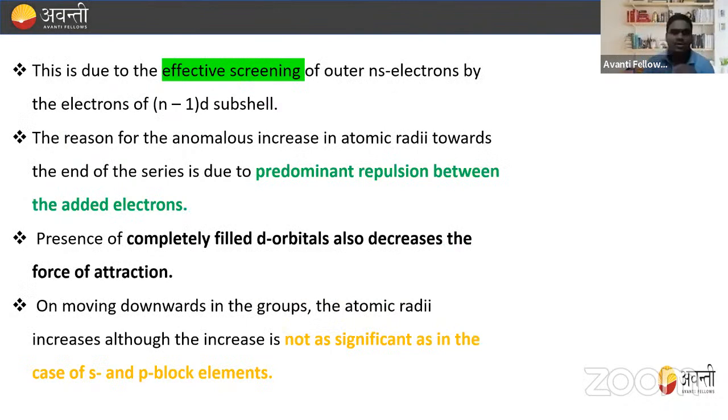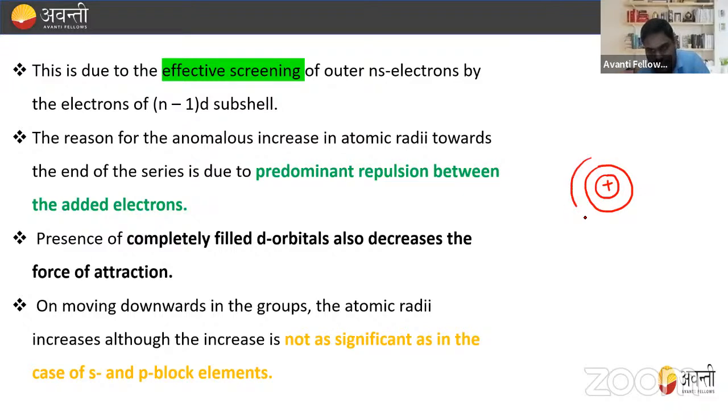Why is this happening? This is basically due to the effective screening of the outer ns electron by the electrons in the (n-1)d subshell. The reason for this anomalous increase in the atomic radii towards the end of the series is the predominant repulsion between the added electrons. Let me explain what is happening. Let's see, this is the nucleus.